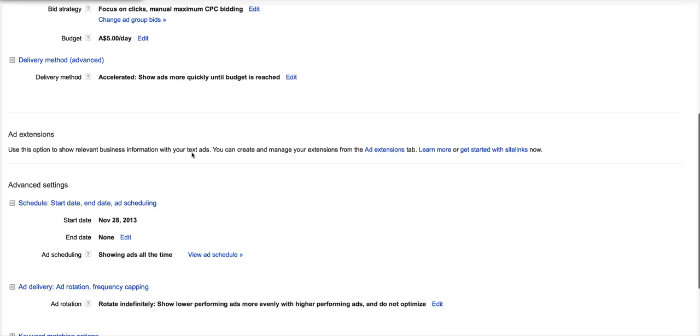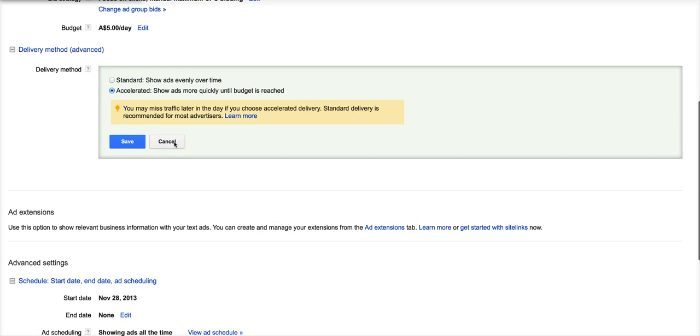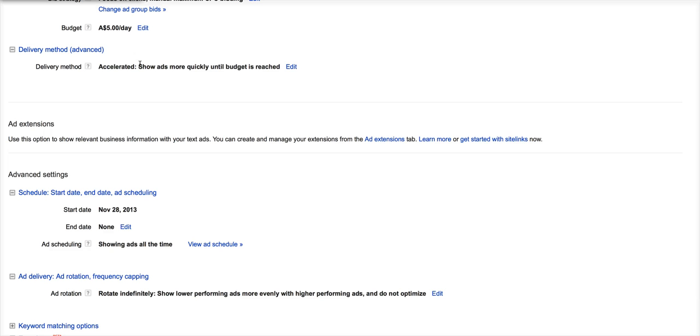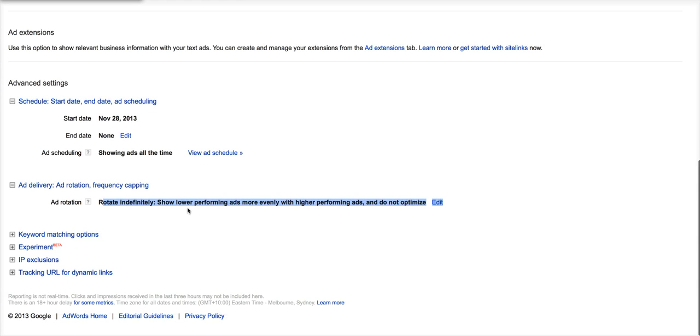And so 2 settings that I want to say, which are probably the most important, are this one, delivery method. So I'm assuming he probably would have used accelerated, because anytime someone searched on any of his keywords, he would want to show his ad. So that's what accelerated is, versus standard, where you essentially stretch out your daily budget so that it lasts the whole day. And the second one that's probably the most important is this one, rotate indefinitely.